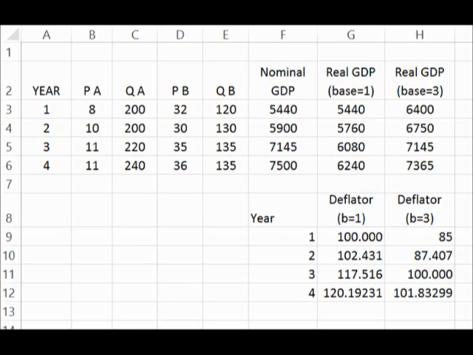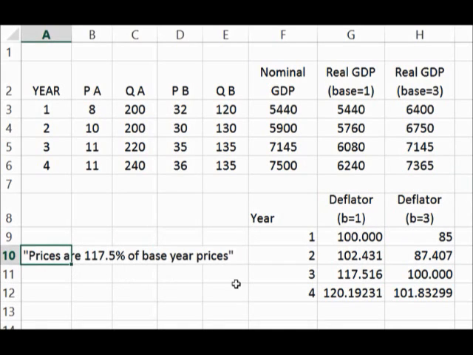So here are your values for the GDP deflators. Remember that these are price indices, so they're measures of price changes from one year to the next. As an interpretation, let's look at the deflator for year 3 using year 1 as the base year. That value of 117.5 means that prices in year 3 are 117.5% of what they were in the base year, year 1. And that also means that between years 1 and 3, prices rose by 17.5%. That's your inflation. Inflation rates are always calculated by dividing, not by subtracting.